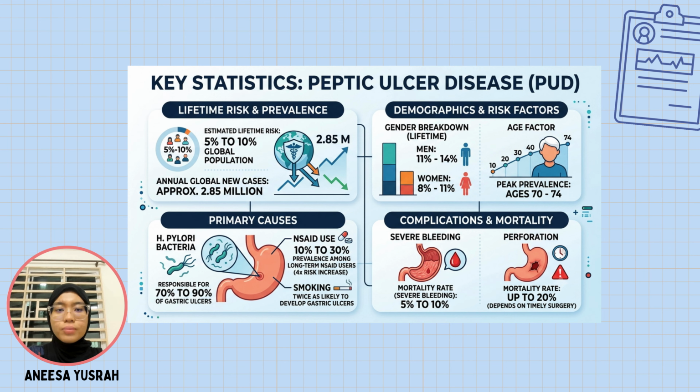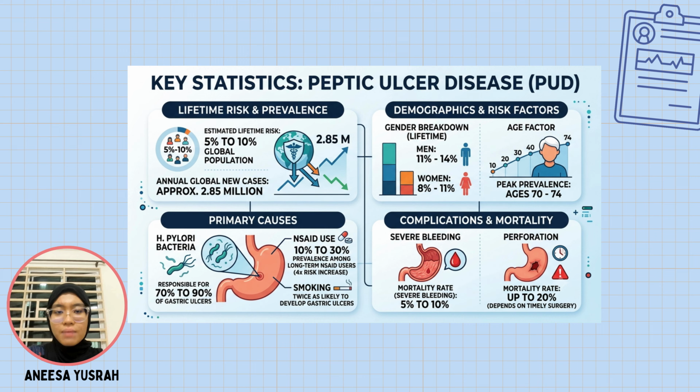Ever wonder how common stomach ulcers are? This condition, known as peptic ulcer disease, affects up to 10% of people worldwide, with 2.85 million new cases every year. The good news, modern medicine has cut the death rate by 60%. Still, it mostly affects older adults, especially between ages 17 and 74. And it hits men more than women.